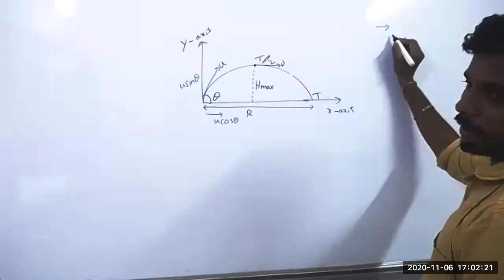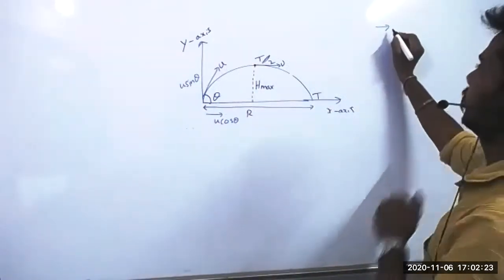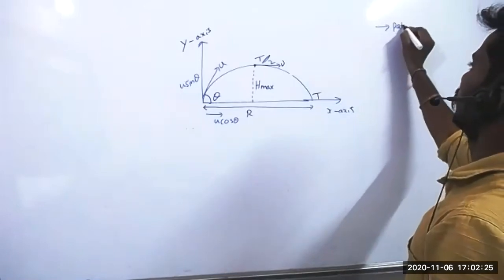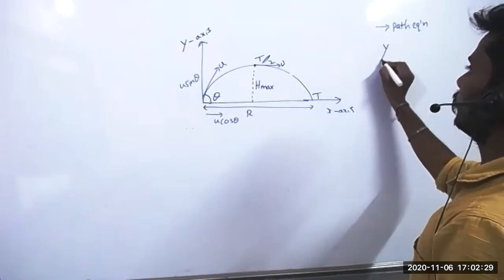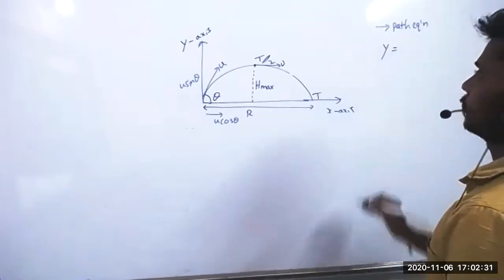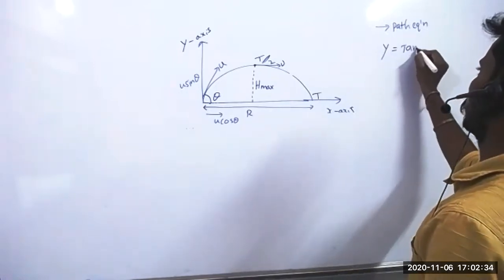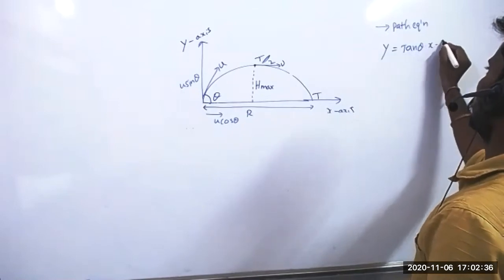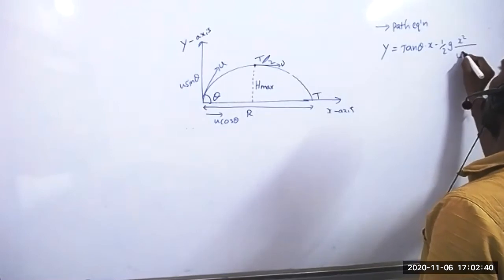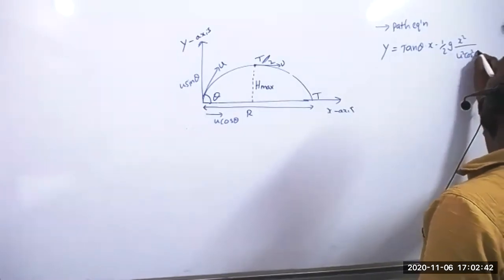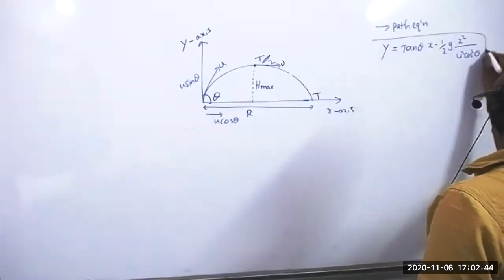What is the path equation? Path equation: y is equal to tan theta x minus 1 by 2 g x square by u square cos square theta. It is called path equation.